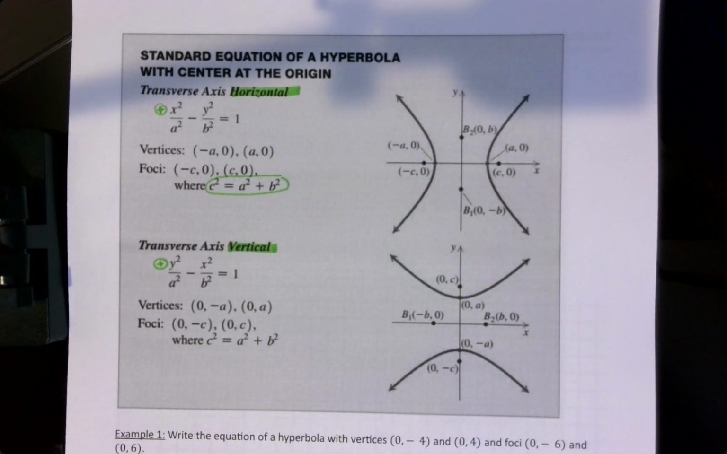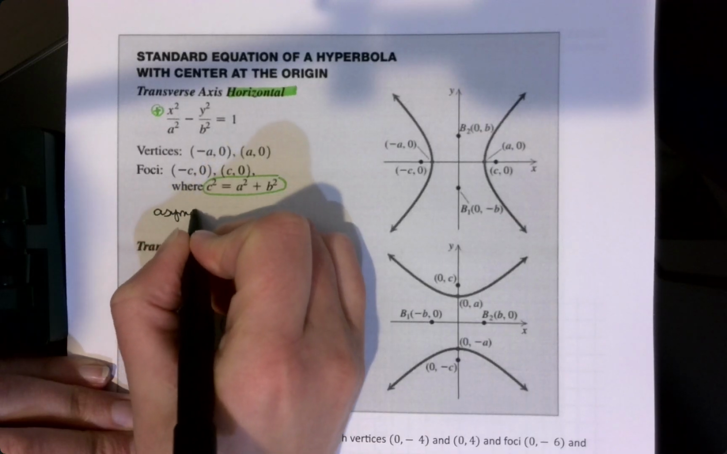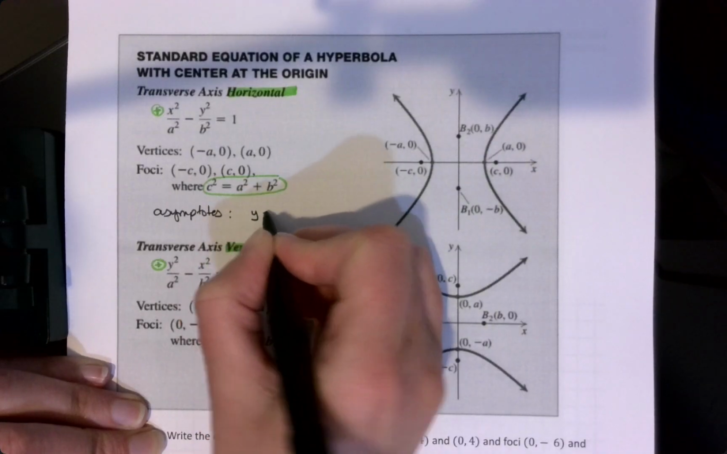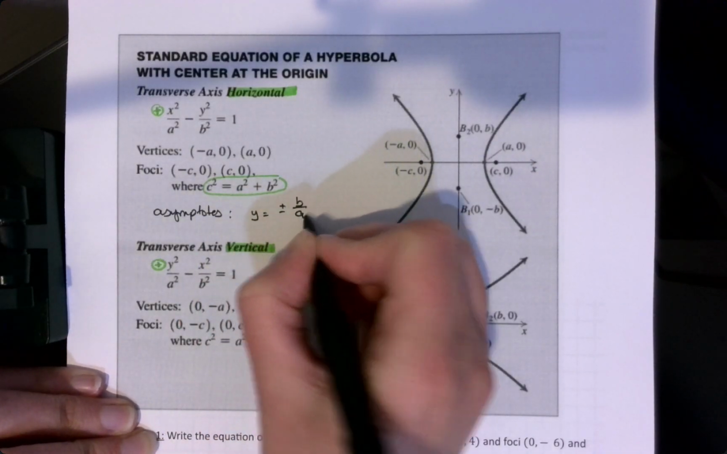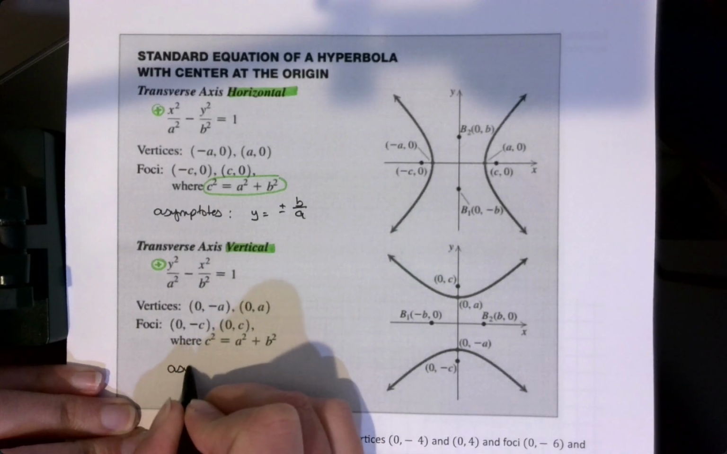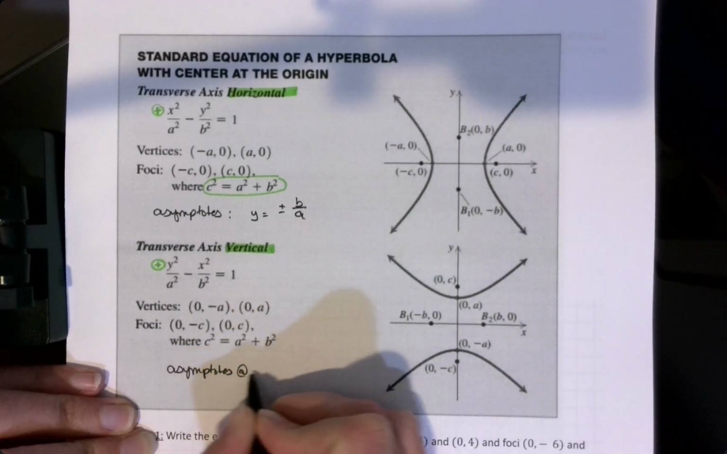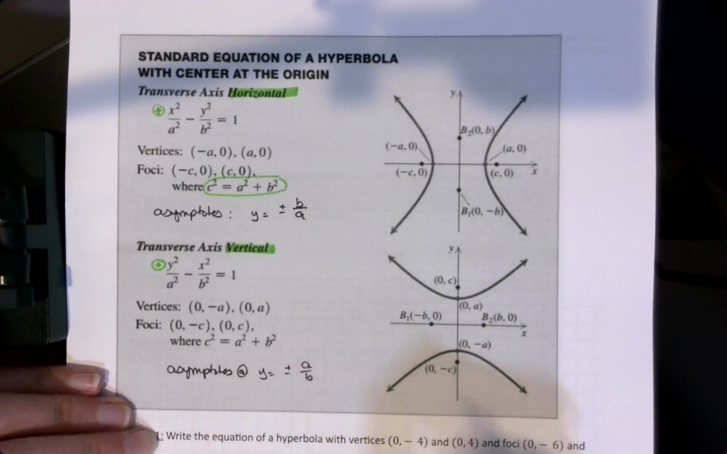One more quick little note about this. The asymptotes didn't get restated, so I'm just going to put them in this box right here. So we have asymptotes at y equals plus and minus b over a, and we also had asymptotes at y equals both positive and negative a over b.